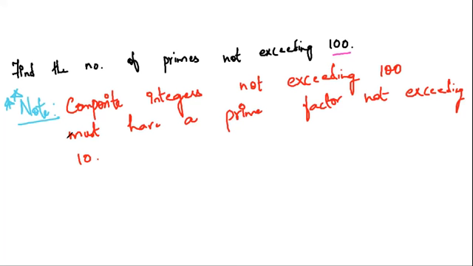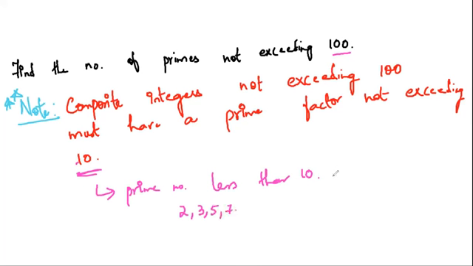Let me write here, prime numbers less than 10 are given as follows. They are 2, 3, 5 and 7. So these are the prime numbers less than 10. Now what are we supposed to consider? The prime numbers not exceeding 100 are these 4 primes, and all those positive integers greater than 1 and not exceeding 100 that are divisible by none of 2, 3, 5, 7.